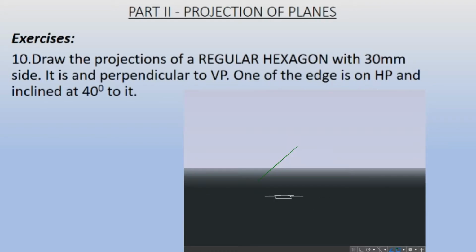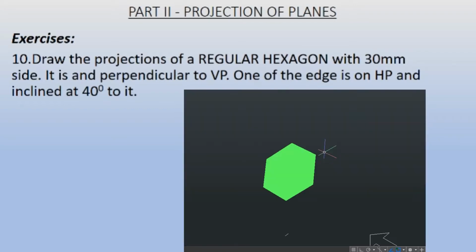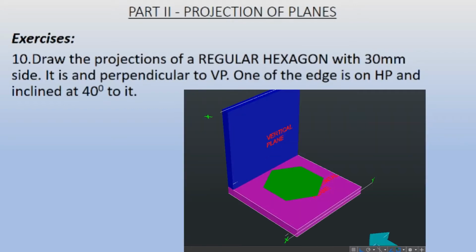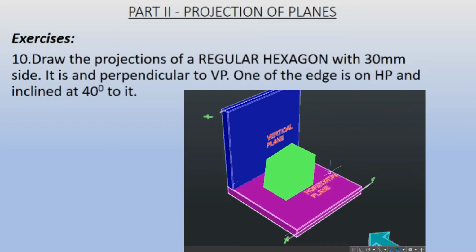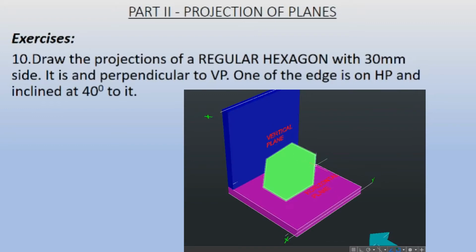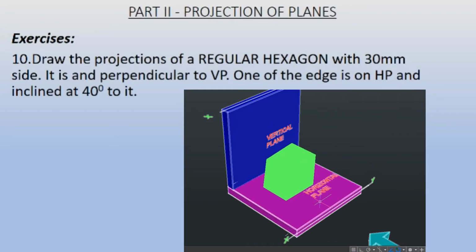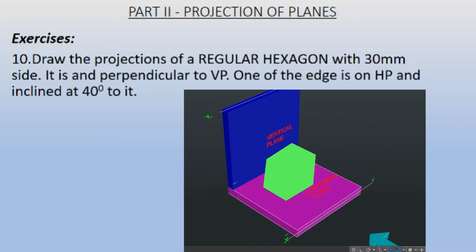This is the position of this hexagon with respect to the horizontal and vertical plane. It is perpendicular to the vertical plane and it is inclined to the horizontal plane. So its top view will appear as a contracted hexagon and front view will appear as a line. So we'll first assume that this hexagon is just lying on the horizontal plane and it is perpendicular to the VP.